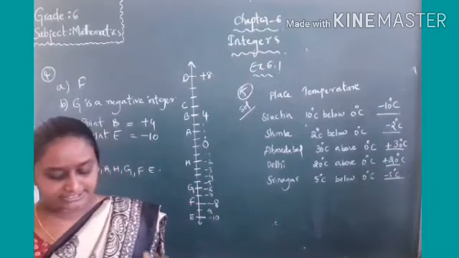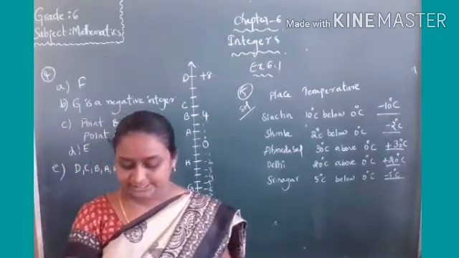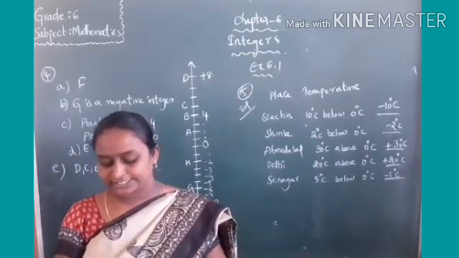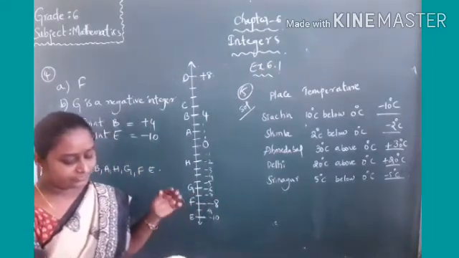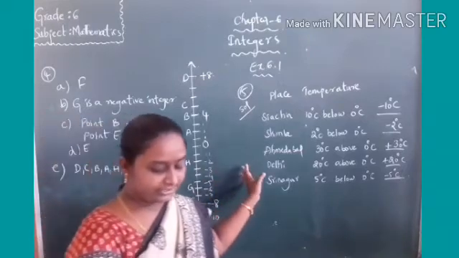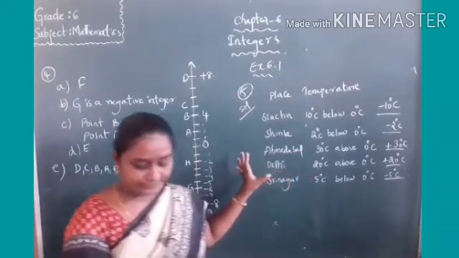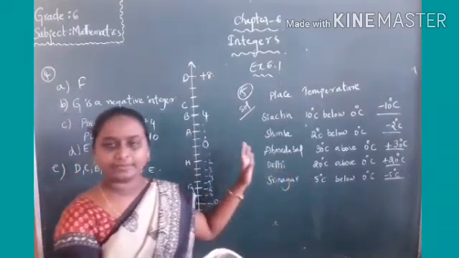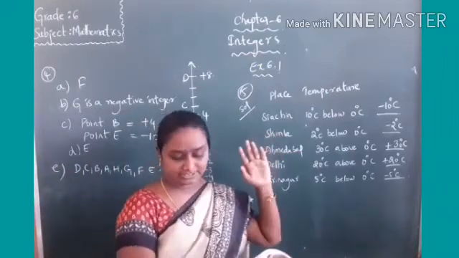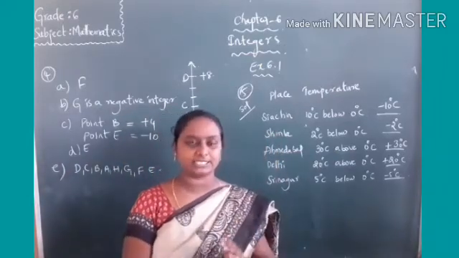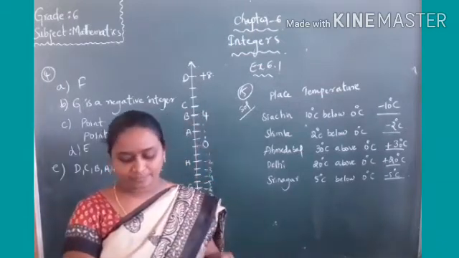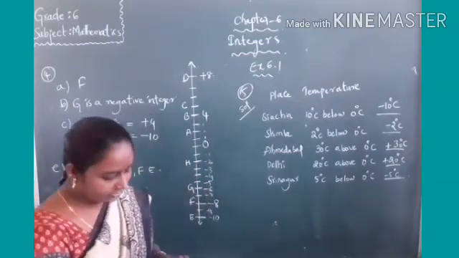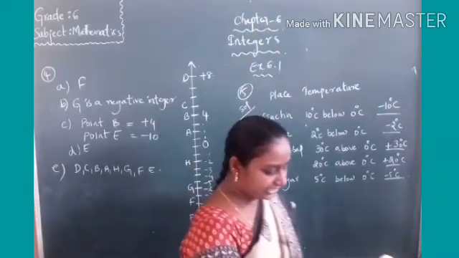Part B1. Following is the number line representing the temperature in degrees Celsius. We have to represent all these temperatures on the number line using the given degrees Celsius. In degrees Celsius you have to represent the temperatures on the number line. Okay, so we have to do this one in the textbook.